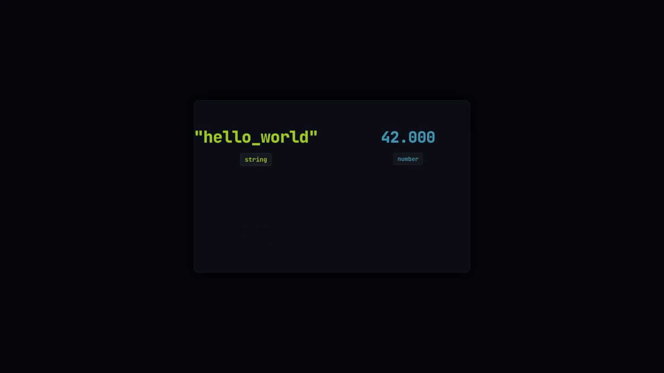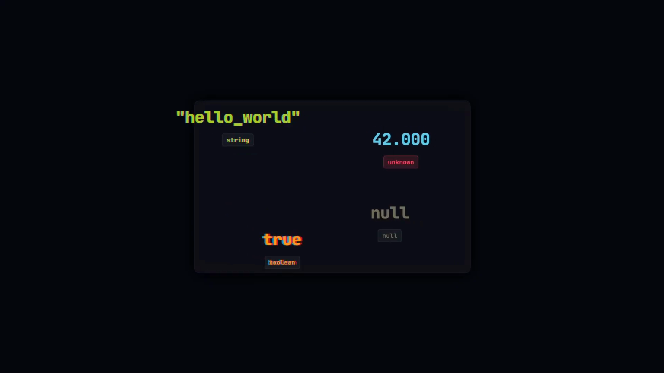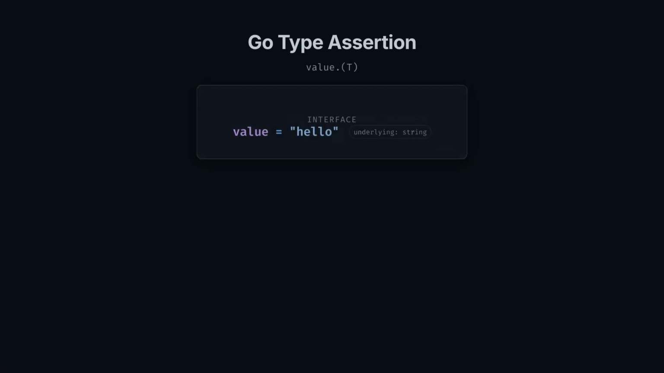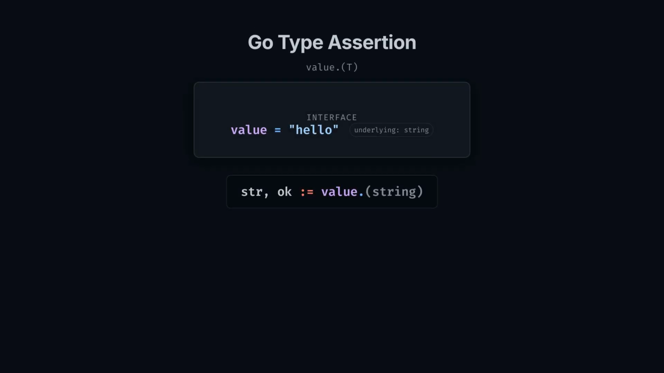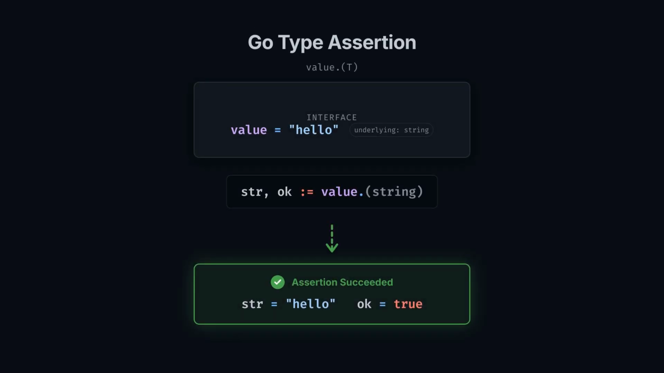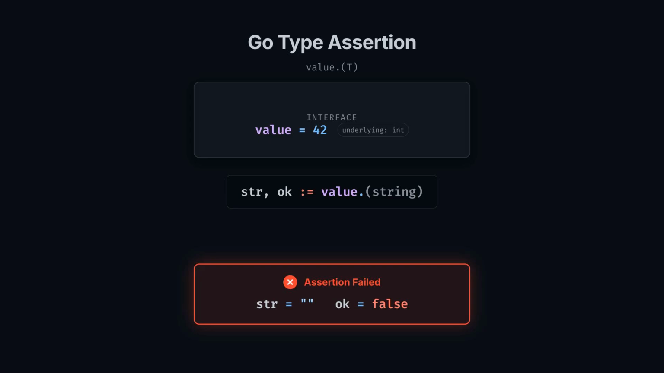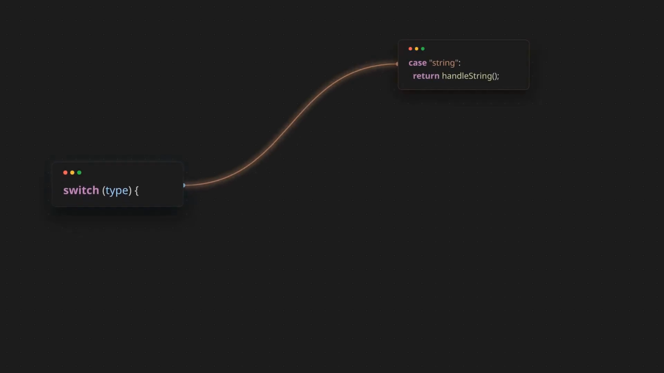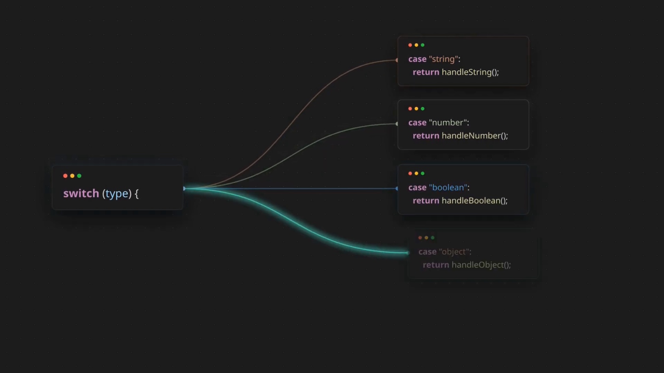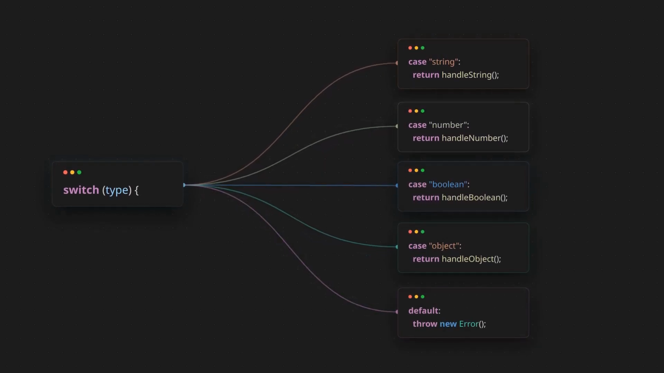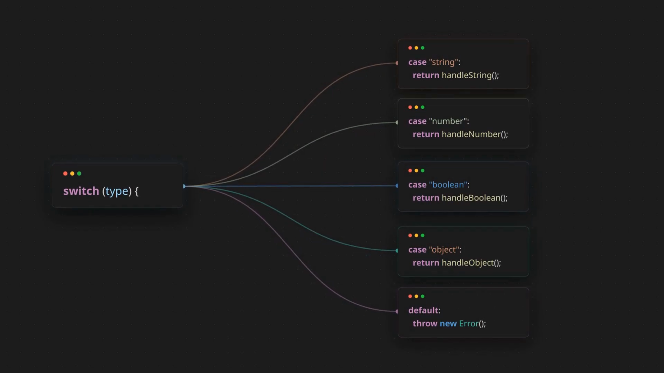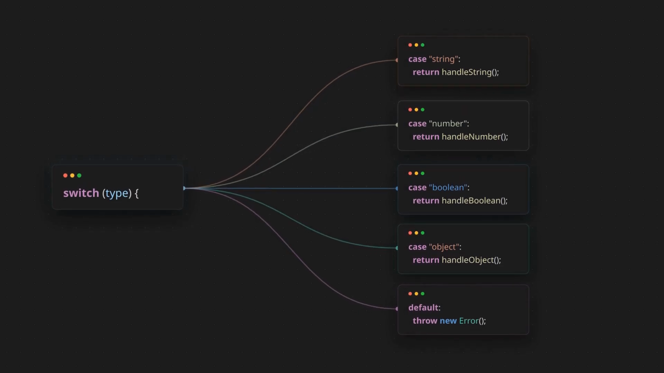When working with unknown types, we need a way to figure out what we're actually dealing with before using the data. Type assertions let you extract the underlying value from an interface. You specify the expected type, and if it matches, you can safely use it. Otherwise, it can fail, so it must be handled carefully. For handling multiple possible types, Go provides type switches. This allows you to check different types in a clean and structured way, without writing multiple assertions.